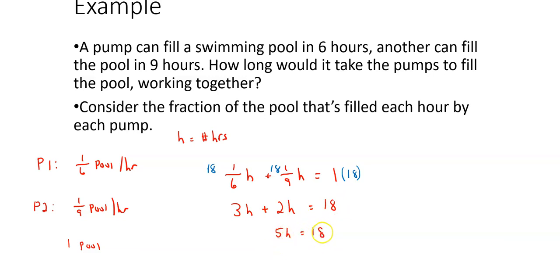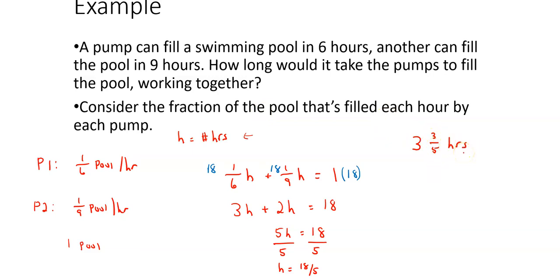So if 5h is 18, divide both sides by 5, and I get h equals 18/5. 18/5 of a what? 18/5 of an hour, right? We said at the beginning, h was the number of hours. So 18/5 is 3 and 3/5.